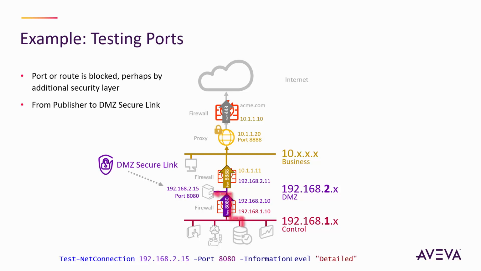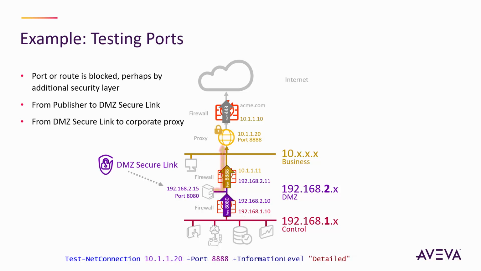So here's an example PowerShell script that you can use on the publishing system to try to connect to the proxy, DMZ Securelink in this case. In addition to blocking ports, you might have problems with network routing. Make sure the gateway is set up to forward to the next subnet. This test net connection command will help diagnose both of those. Once you confirm that you can reach that proxy, then you can also try from the proxy node to get to the corporate proxy. Make sure that connection is working correctly.